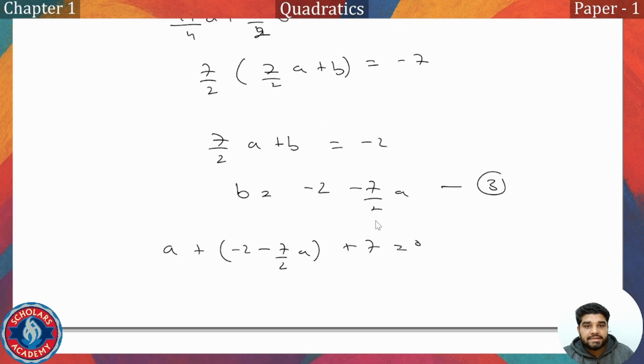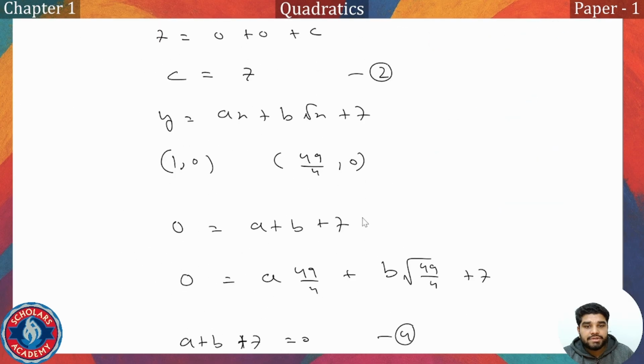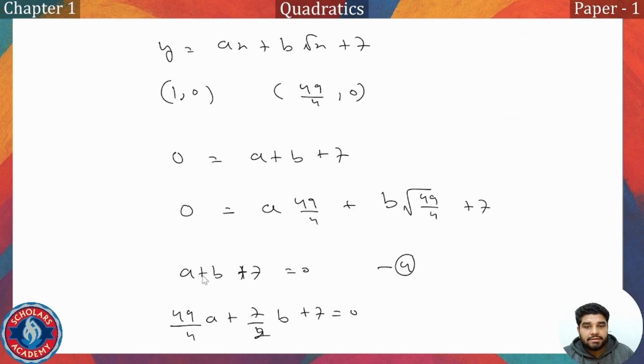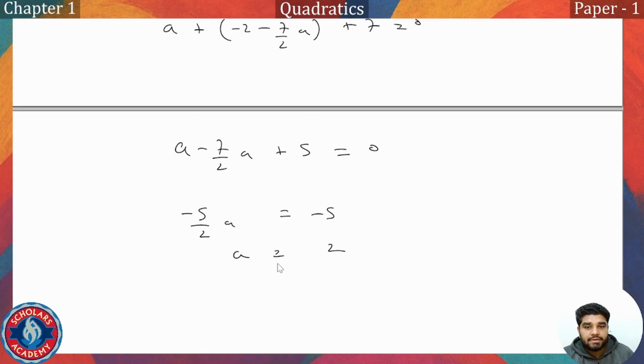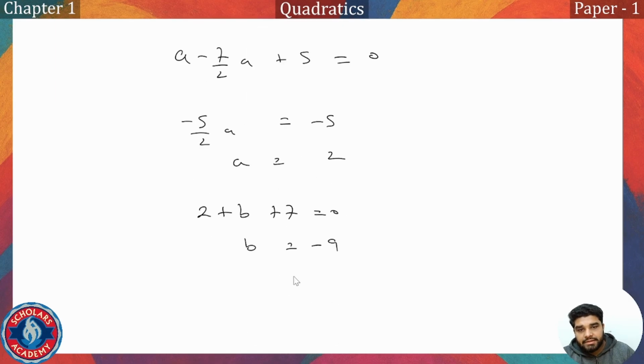So if I get a as 2, I'll substitute back in equation number 4. And if a is 2, b will be, so 2 plus b plus 7 is equal to 0. So we get b as negative 9. I hope it is clear. By these, we get a as 2, b as negative 9, and c as 7. These are our answers. Let's move forward.